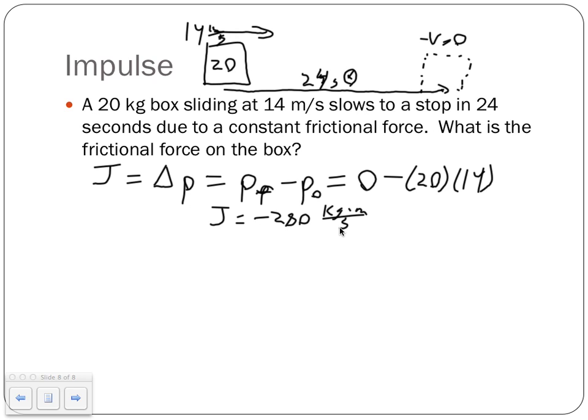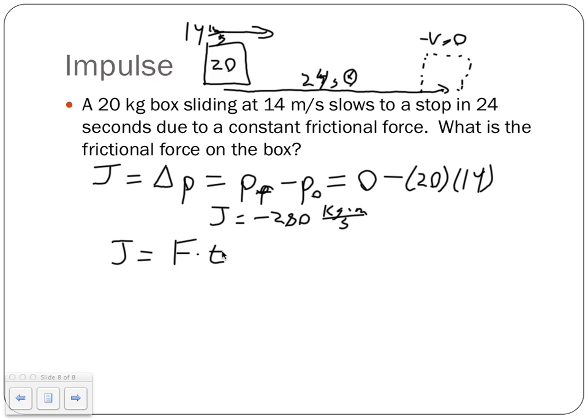Now, what I know is that impulse is also equal to the force times the time if I have a constant force. Well, in this case, this frictional force shouldn't be changing. The frictional force depends only on the coefficient of friction and on the normal force on the box.